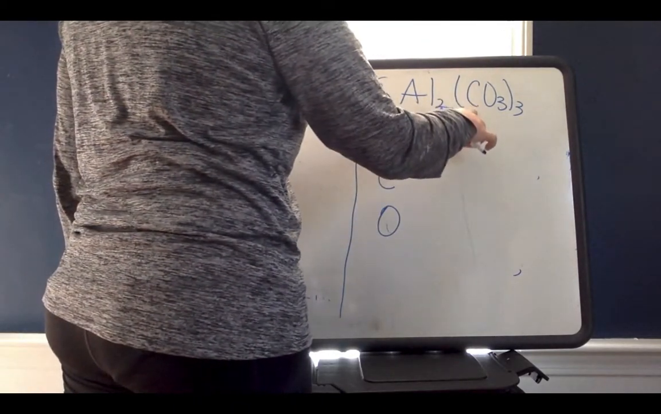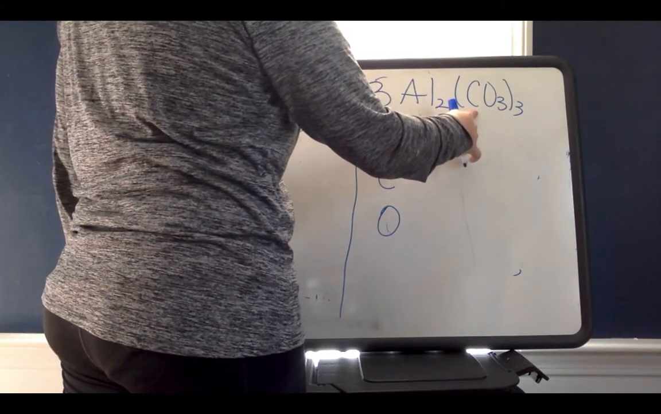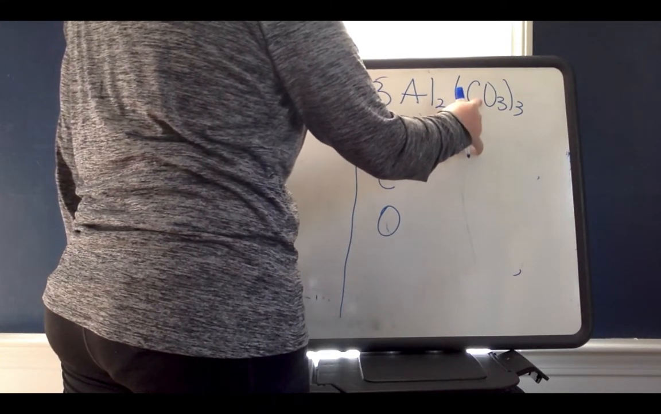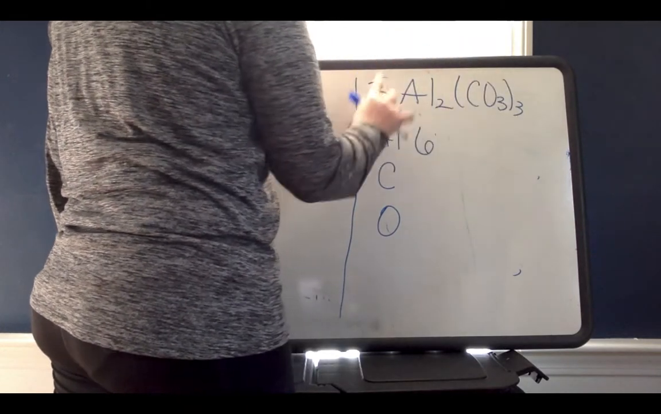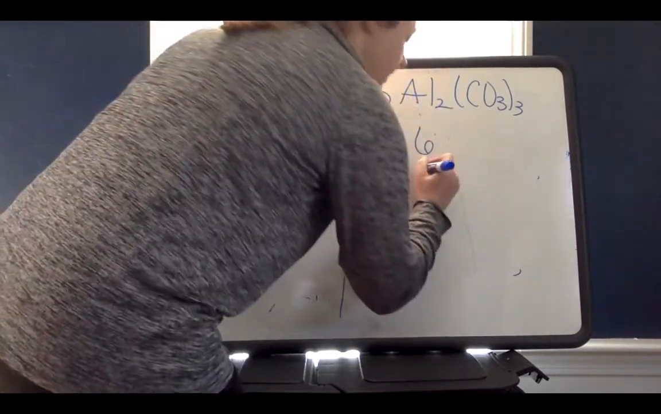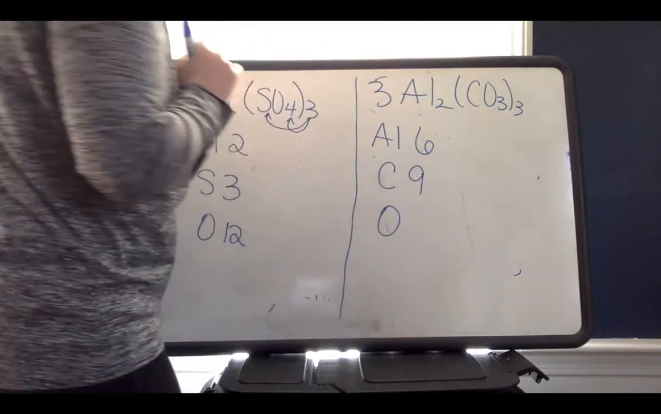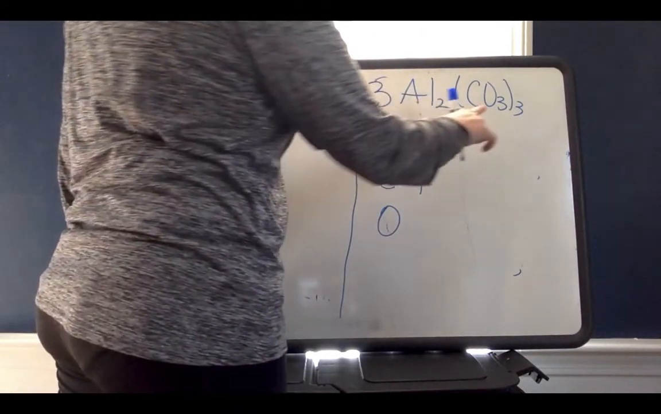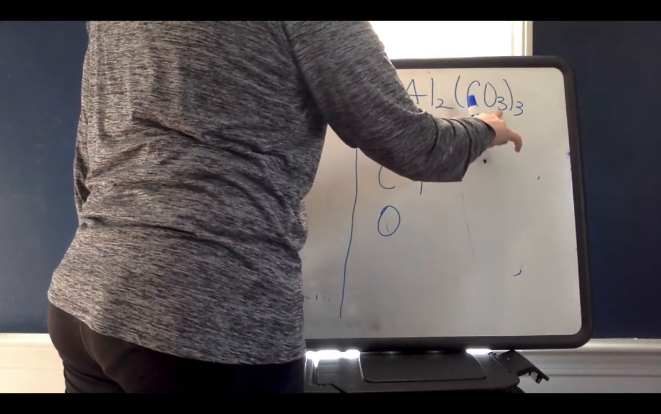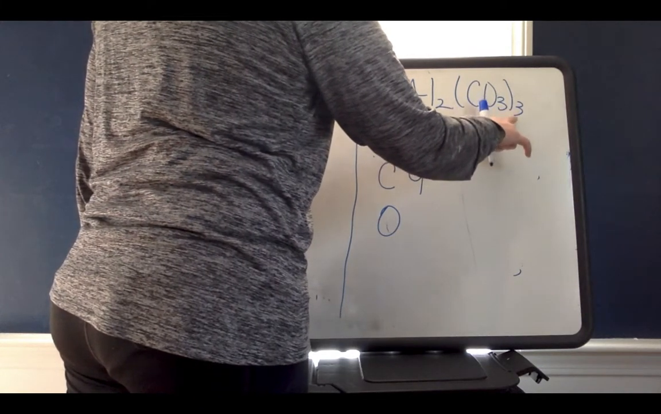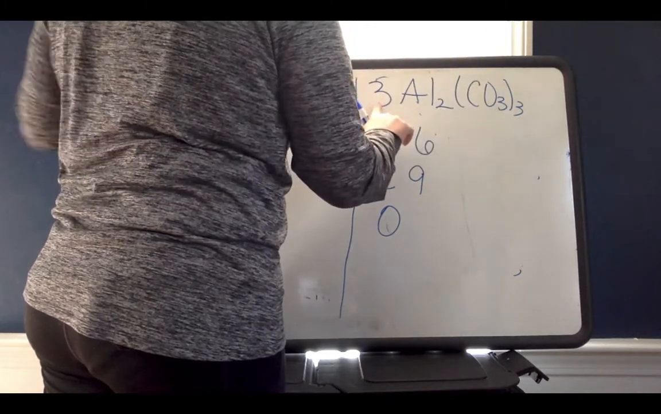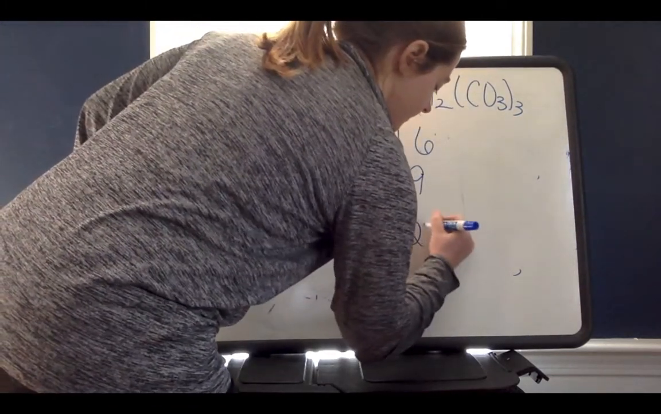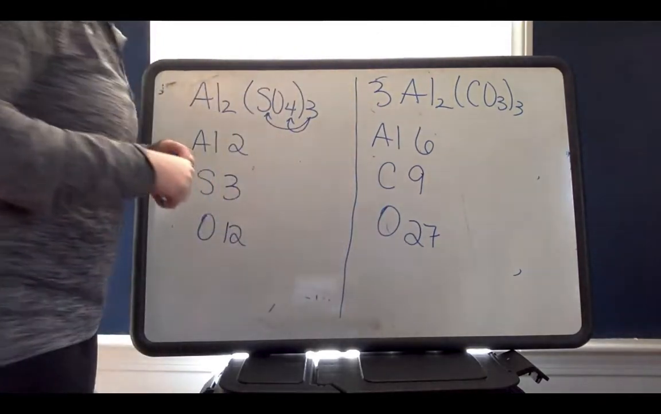Now we go to carbon. We have carbon in parentheses, so let's do the parentheses first. Carbon is 1. 1 times 3 is 3. Times the 3 for the coefficient is 9. All right, oxygen is also in parentheses. There's 3. 3 times 3 is 9, but there's a 3 in the front as well. So 9 times 3 is 27. Okay? All right.